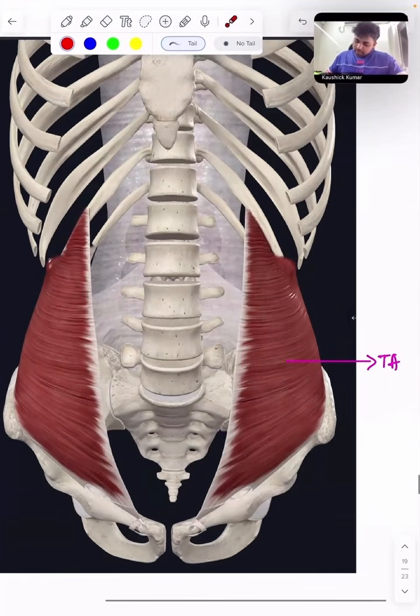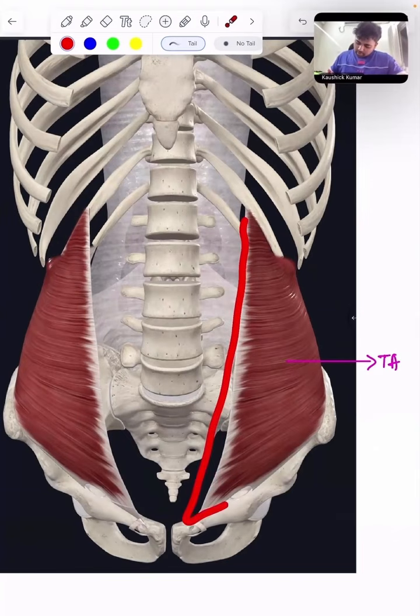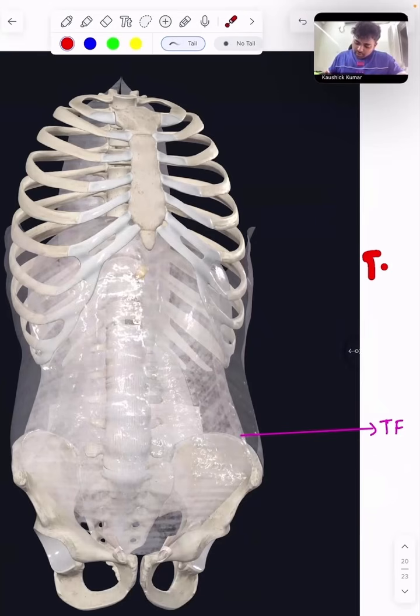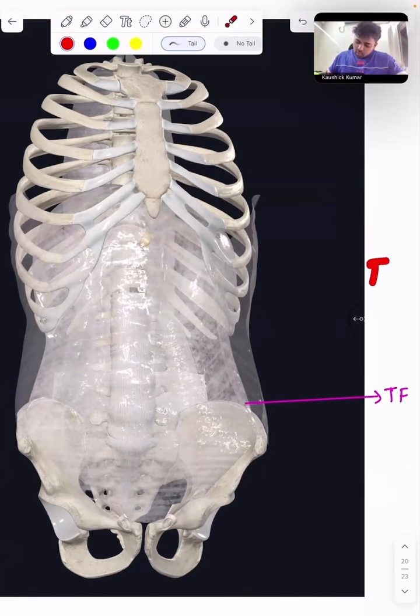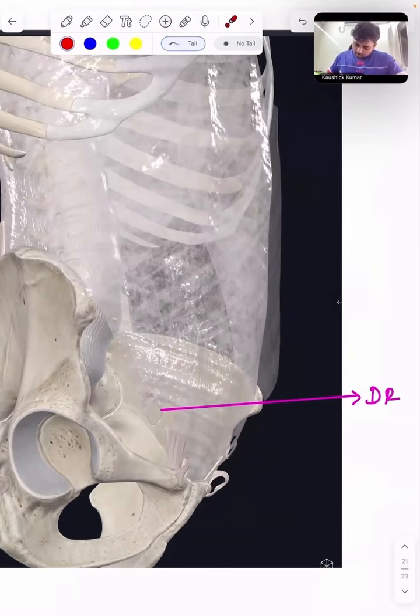Deep to internal oblique, we have transverse abdominis. So this is our transverse abdominis. So far, we have not seen transversalis fascia. So when you go deep to transverse abdominis, you can see transversalis fascia. This whole white layer is a transversalis fascia. If you observe carefully, there is a hole opening in the transversalis fascia, and that is our deep inguinal ring.